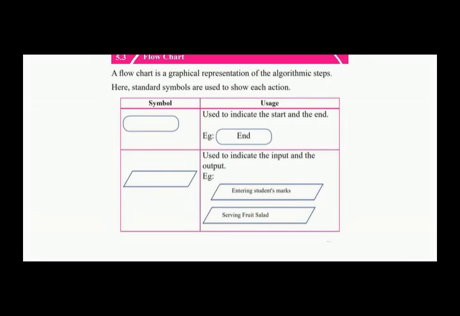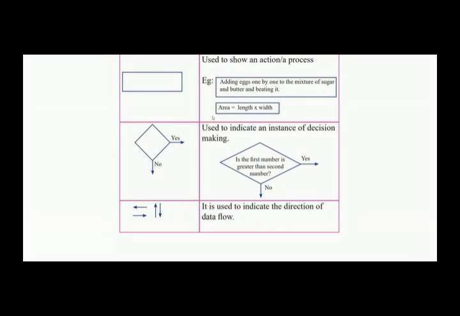Now after finding the area of a rectangle, we can display the area. So that one you also have to write in a parallelogram. So your inputs and outputs we display using this shape. Okay, remember the shape, the parallelogram. Okay, right. Then what do you need? Then you need something to show your actions. So processes, that means the formula we use.